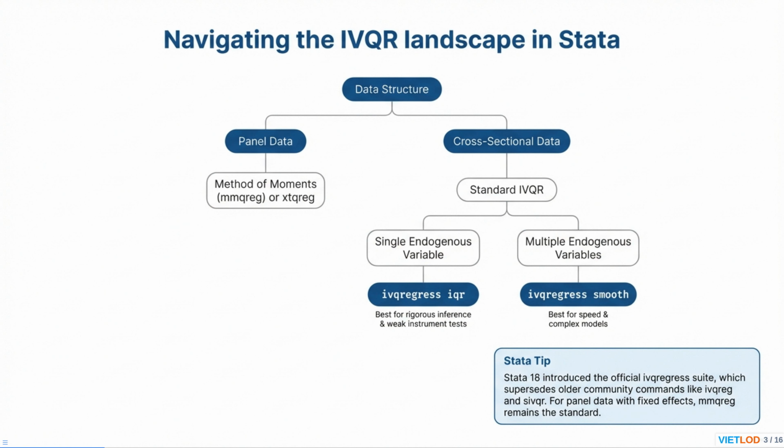If you have a single endogenous variable and require rigorous inference with weak instrument tests, IVQregress IQR is the best fit. Conversely, for multiple endogenous variables or models where speed is a priority, IVQregress Smooth is preferred. As a key Stata tip, remember that the official suite introduced in Stata 18 supersedes older community commands like IVQReg and SIVQR, though mmqreg remains the standard for panel data with fixed effects.